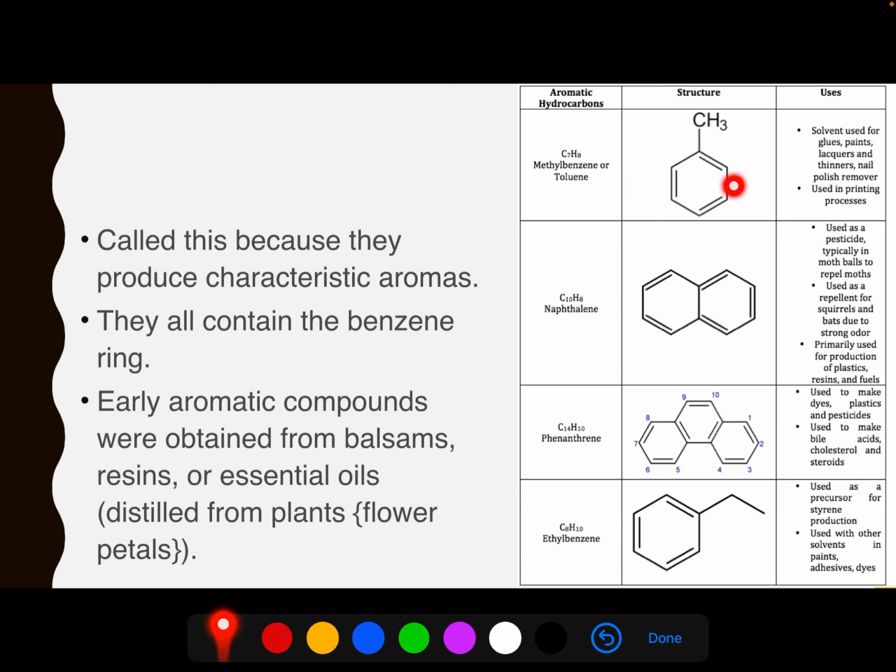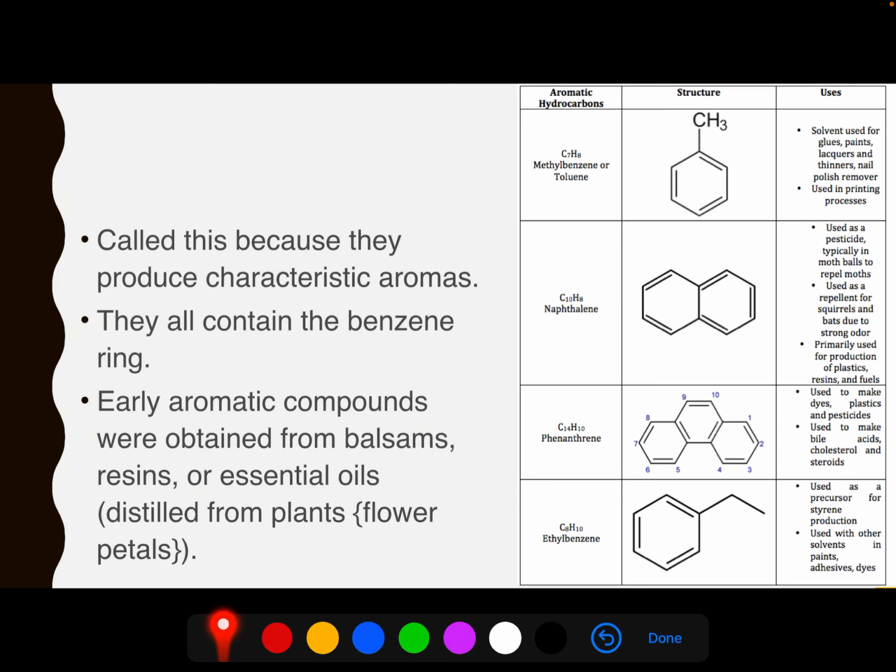These are benzene molecules, and we call them aromatic hydrocarbons. They're called this because they often produce characteristic aromas. In fact, benzene itself has a nice aroma to it. Early aromatic compounds were obtained from resins, essential oils, distilled from plants or flower petals. A lot of those essential oils that you guys have today in your little diffusers will have some of these aromatic compounds in them.